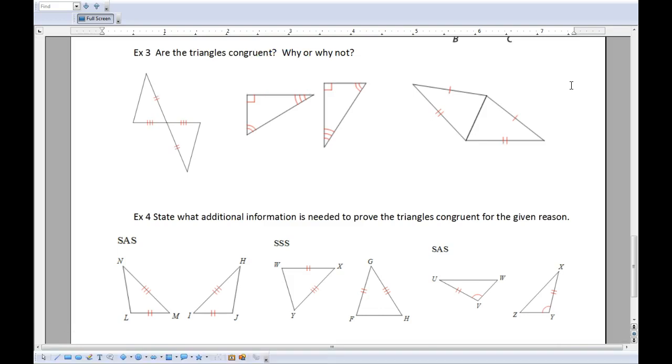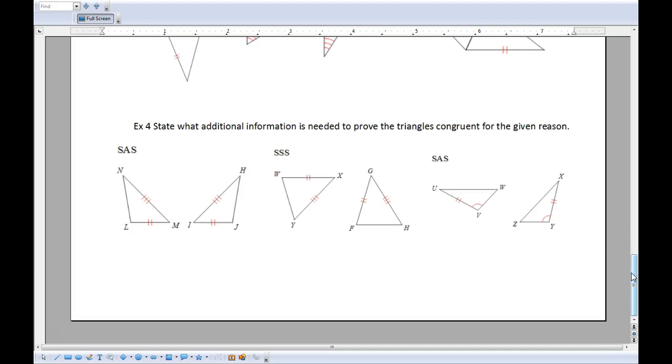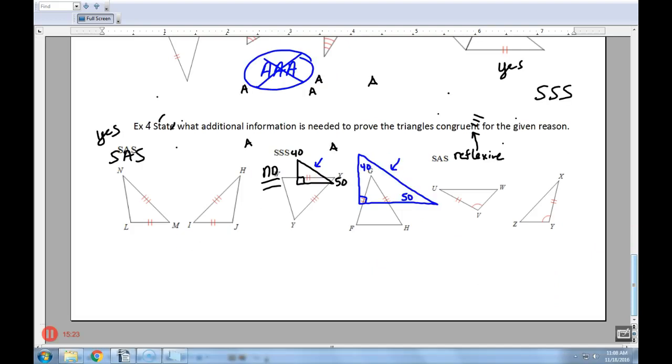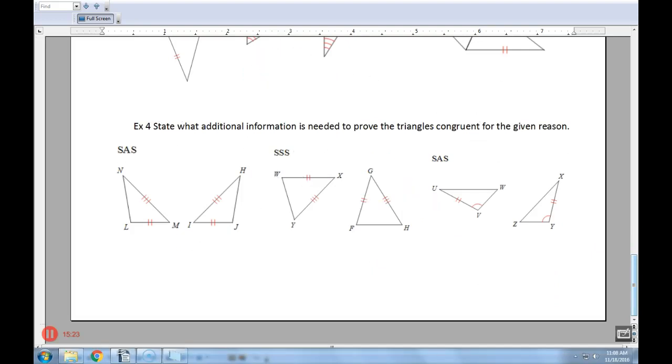All right, example 4 down here at the bottom. Example 4, this is a little bit tougher. Basically, the idea is you're given two congruencies. They tell you the theorem that they want you to use, okay? So they're telling you, use side angle side, and they want you to tell them, well, what would I need? What's the missing piece that would make it be side angle side? What's the piece that I need?